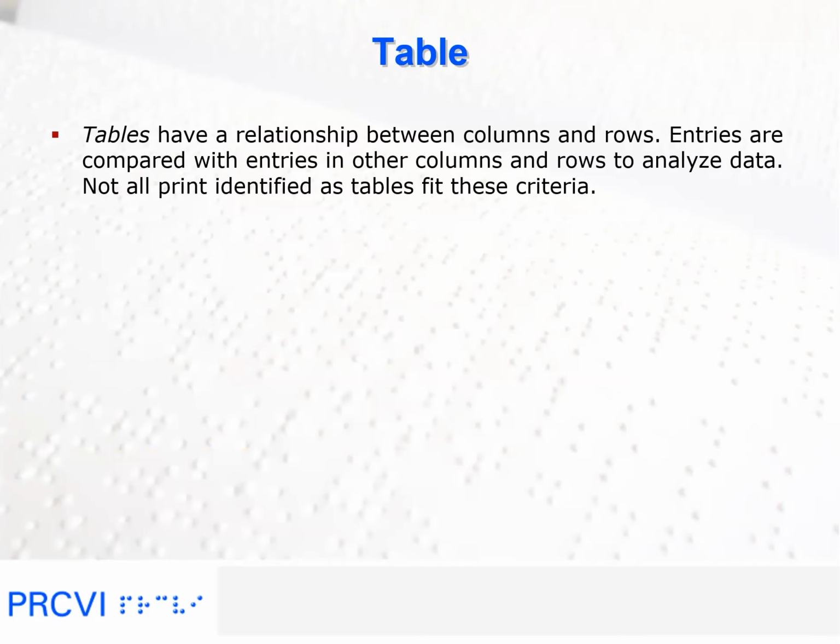What are tables? Tables have a relationship between columns and rows. Entries are compared with entries in other columns and rows to analyze data. Not all print identified as tables fit in these categories. Next, let's look at transcribing various types of tables using the table menu on the toolbar.